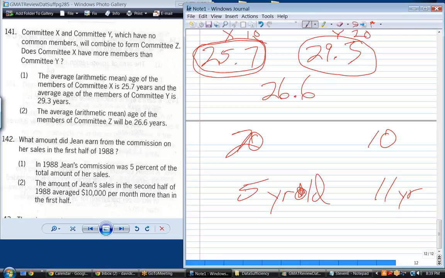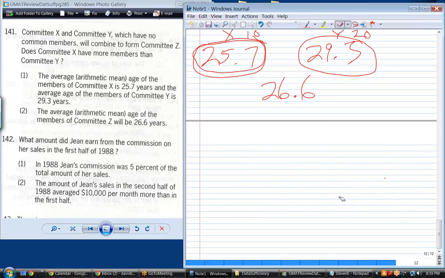Yeah, the principle is always going to be true. So the fact that combined, we do know there's more members in X than Y. I think this actually would have been a better problem if they had said, how many members are there in X or Y? We would not have been able to answer that. But we can tell that there's more members in X just because this average age was closer to the average age of Committee X. Yep.